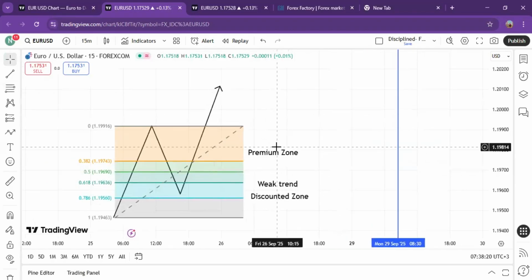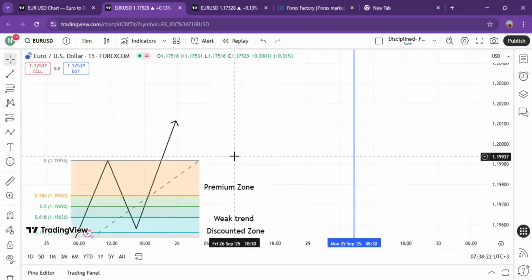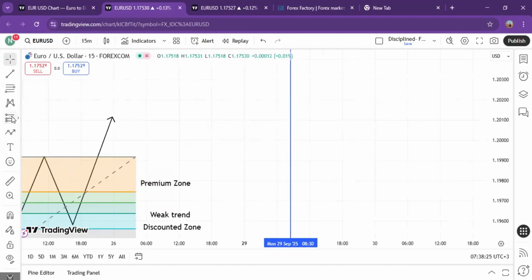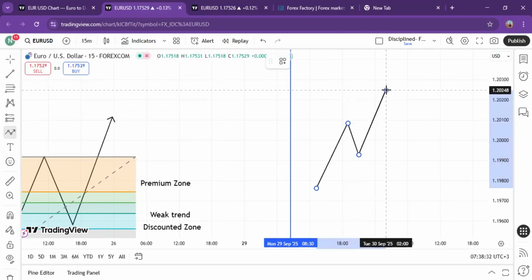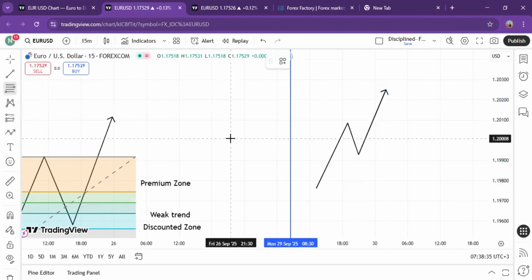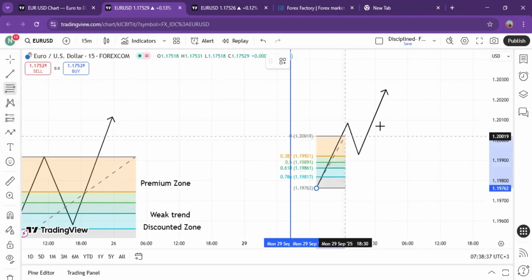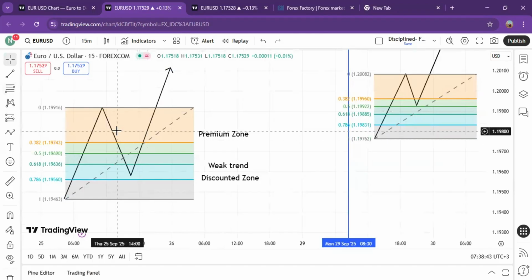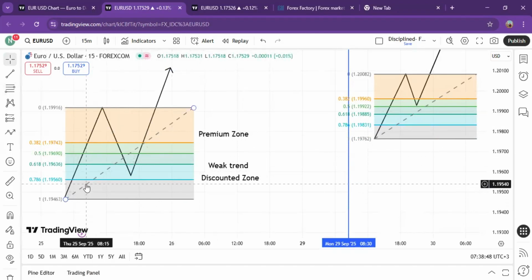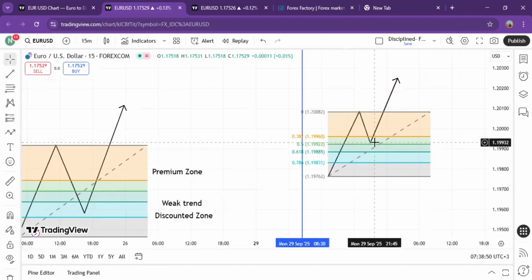Then we usually have the shallow retracement. So for the shallow retracement, these are the considerations. Any deep retracement is from 50% and below. That is in the discounted zone. While a shallow retracement is usually above the 50% level.